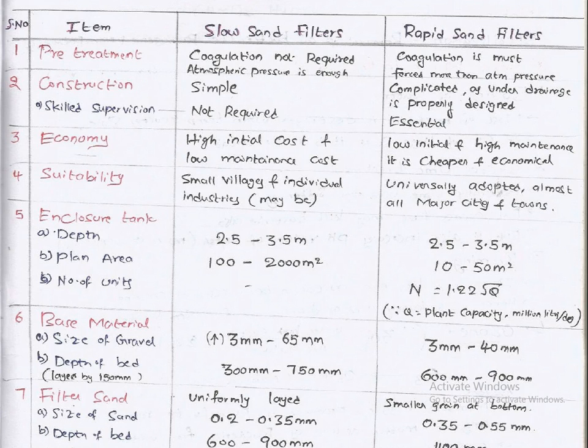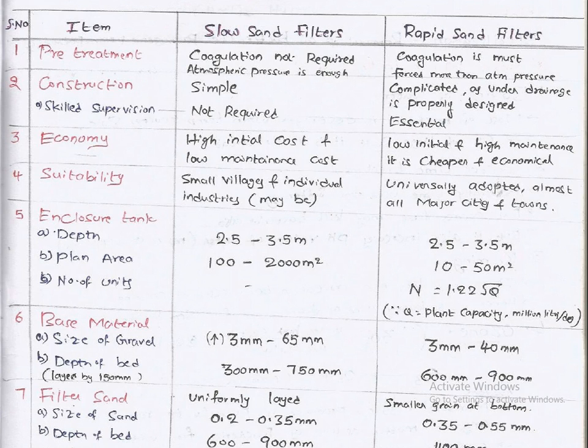Enclosure tank depth is 2.5 to 3.5 meter. Plan area is 100 to 2000 meter square. Number of units. But in rapid sand filter, depth is 2.5 to 3.5 meter and plan area is 10 to 50 meter square. Number of units is given by 1.22 under root Q, where Q is the plant capacity in million liters per day.